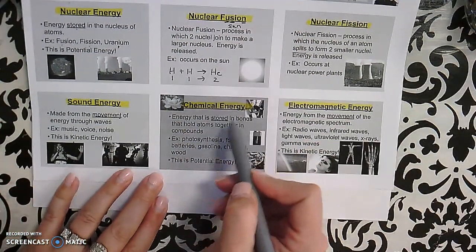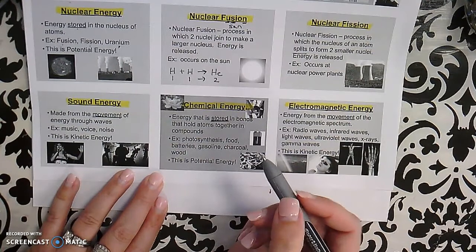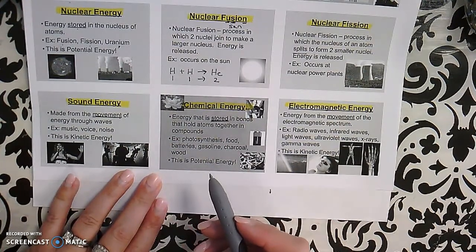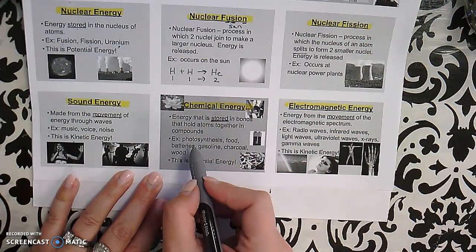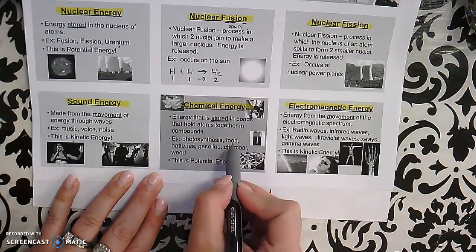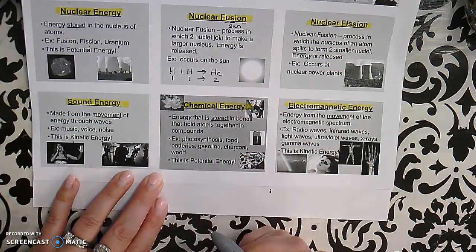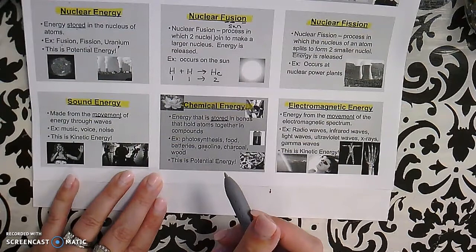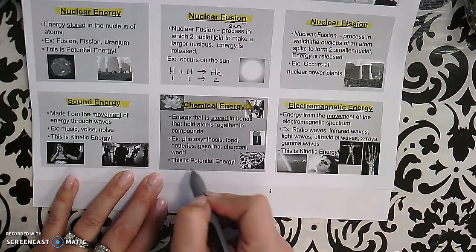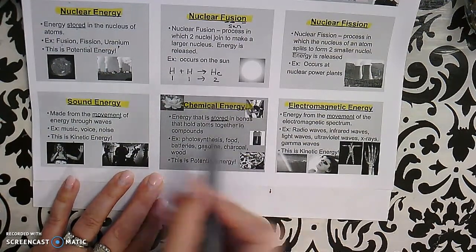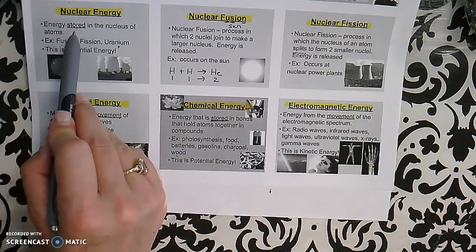Then chemical energy is energy that is stored in bonds that hold atoms together in compounds. So chemical energy, we have lots of examples for that. Photosynthesis, the process through which plants create the sugar glucose, food, batteries, gasoline, charcoal, wood. All of those are examples of chemical energy because it is stored. And since it is stored, this is an example of potential energy. Just like nuclear energy was an example of potential energy because it is stored.